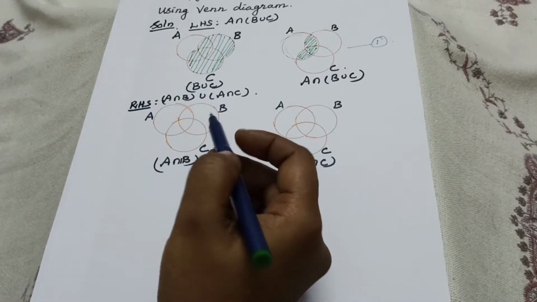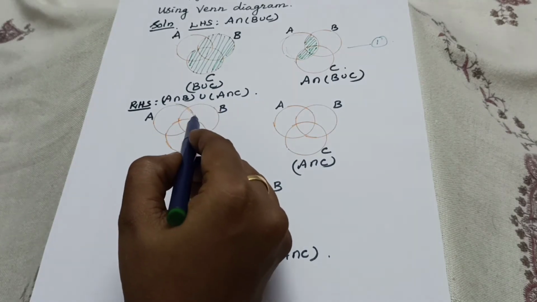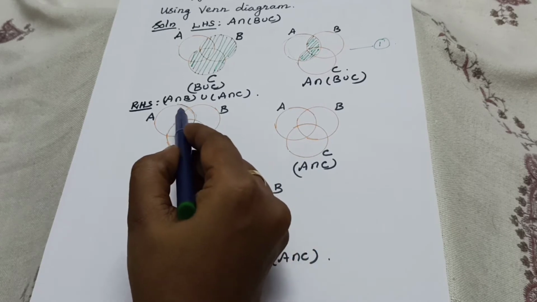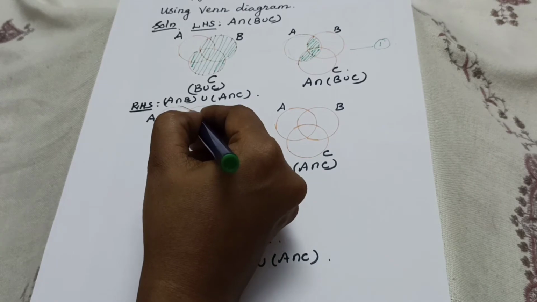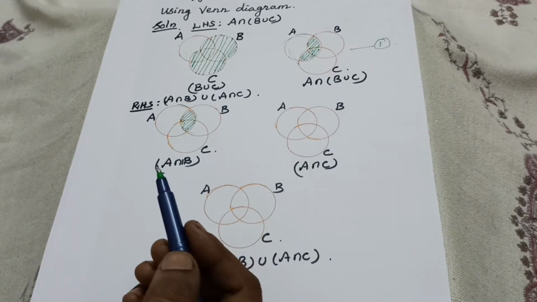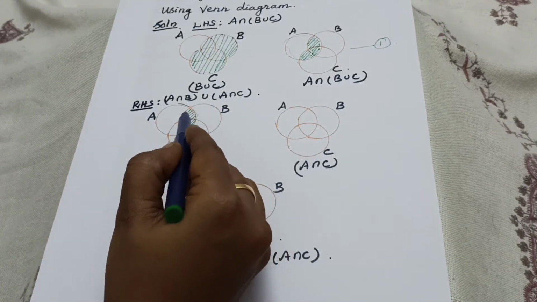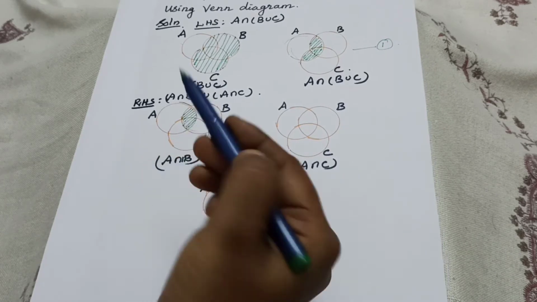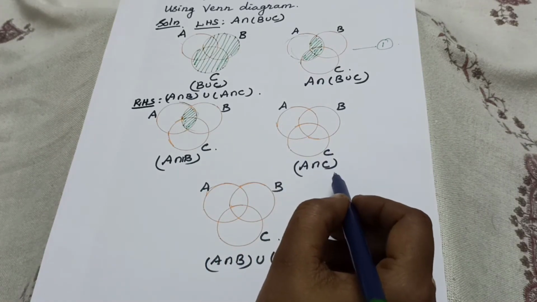How can we shade? Here A intersection B. This is A set and this is B set. Have you understood? Both common area is here. This much portion it will come. Are you clear? Here A set, this one B set. Both common, here the middle part only it will come. Have you understood? The next one, A intersection C.